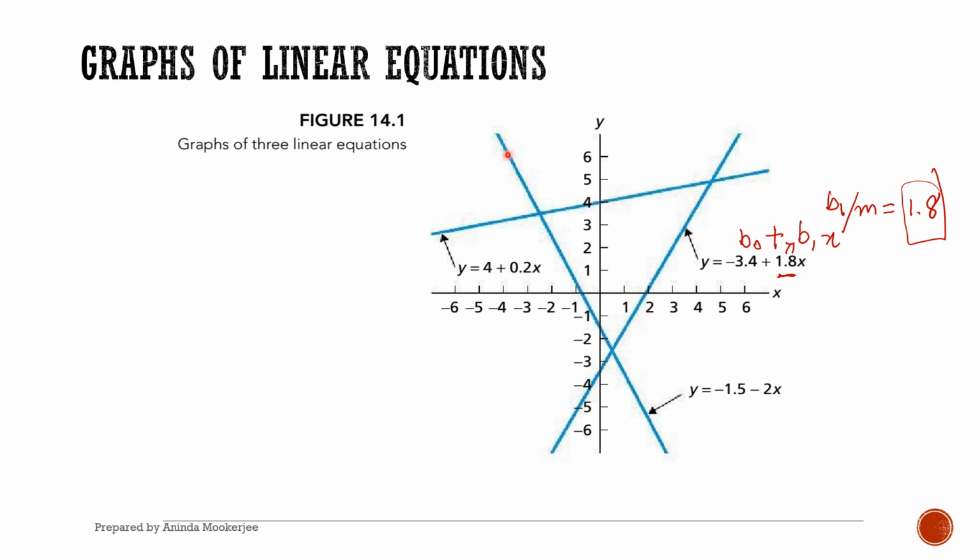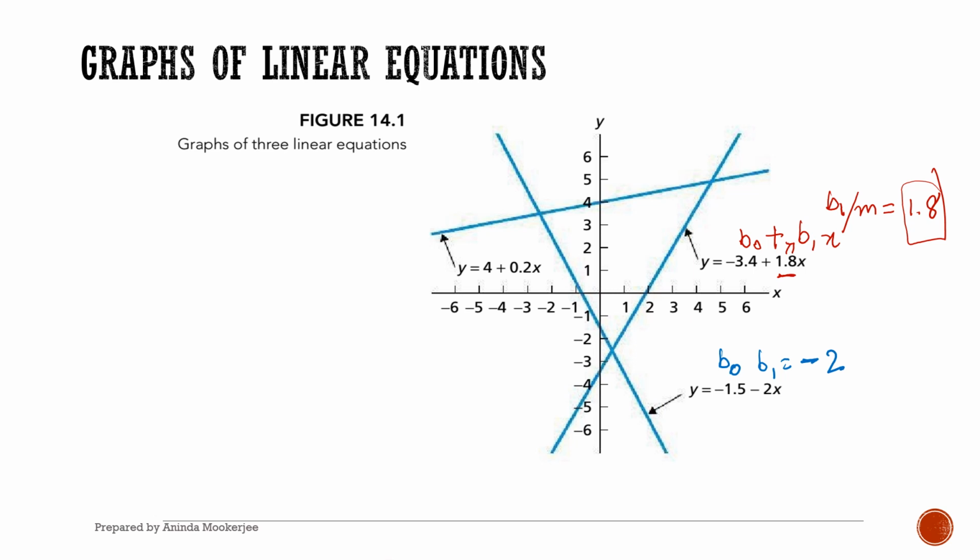Look at this line here. It falls. It's a falling line. Let's look at the equation of this line. It says y equals negative 1.5 minus 2x. That means, right, let's use a different color. Negative 1.5 represents b sub 0 and b sub 1 is equal to negative 2.